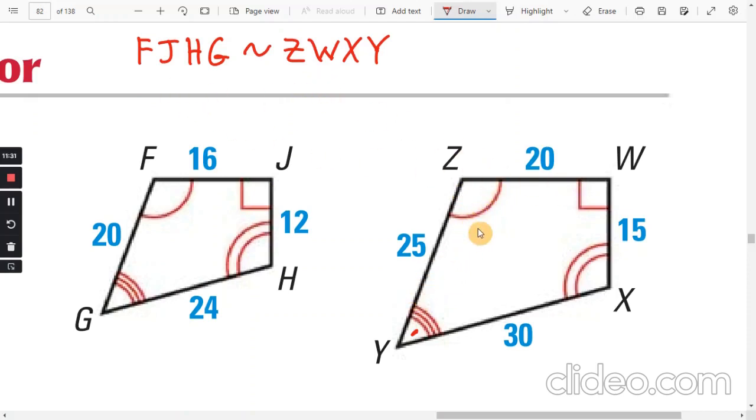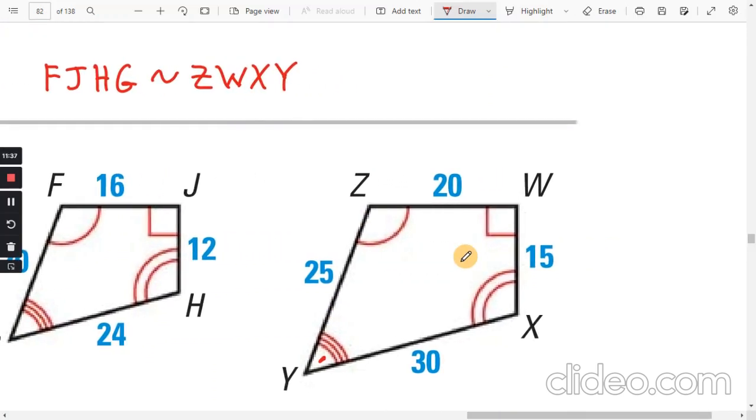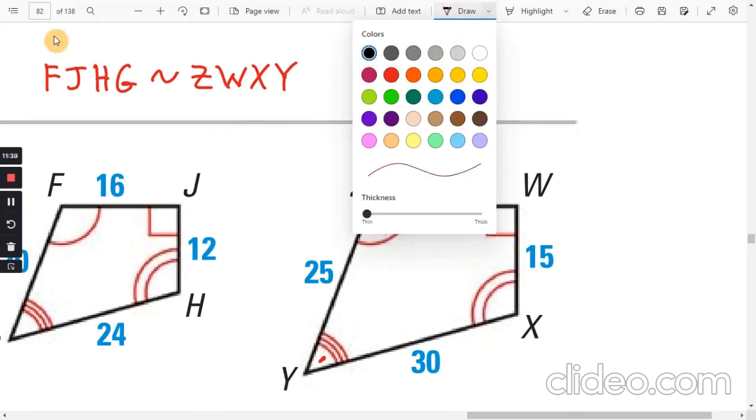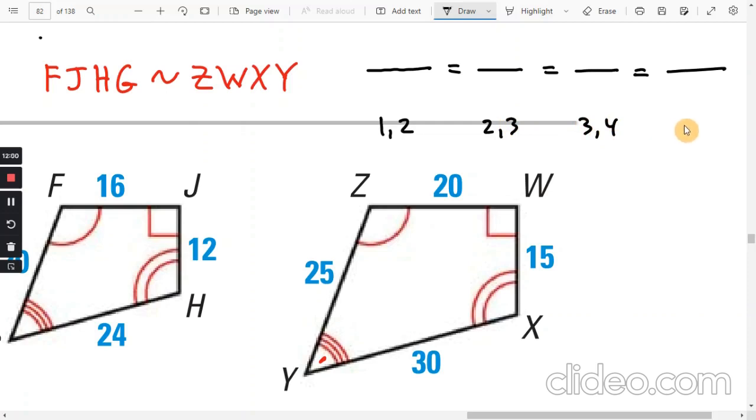All right, so we did the angles. Now we have to do the sides. All right, so we need 4 fractions here. All right, we're going to do 1, 2, 3, 4. All right, the first fraction is going to be letters 1 and 2, and then 2 and 3, and then 3 and 4, and then 1 and 4. Okay, please write the letters and then start plugging in the numbers. See if you get the fractions equal.